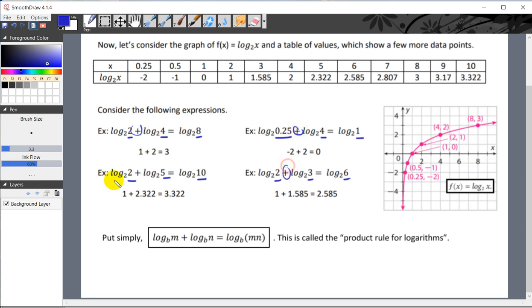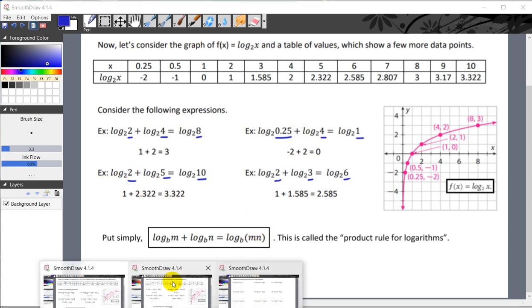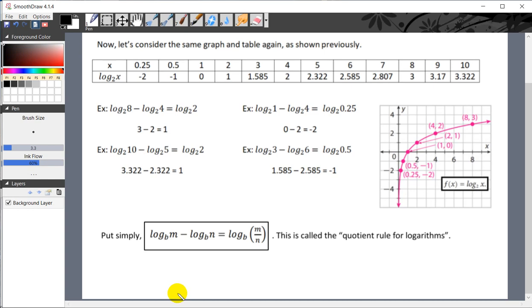Okay, now let's consider a different rule which says what happens when you subtract. So if you were to subtract given this same graph, what I see here, well, 8 divided by 4 is going to be 2. Okay, 1 divided by 4 is a fourth, 0.25. So 10 divided by 5 equals 2. And 3 divided by 6 equals 0.5.